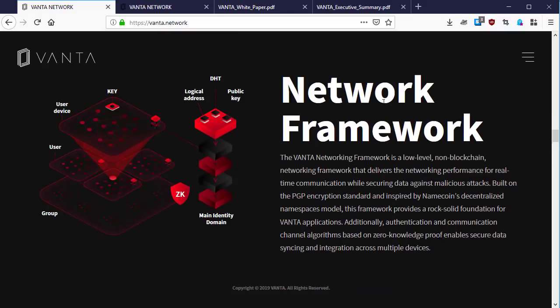Here's the network framework, and this is what they said about it. The Vanta networking framework is a low-level non-blockchain networking framework that delivers the networking performance for real-time communication while securing data against malicious attack, built on the PGP encryption standard and inspired by Namecoin's decentralized namespaces model. This framework provides a rock solid foundation for Vanta applications. Additionally, authentication and communication channel algorithms based on zero knowledge proof enable securing data syncing and integration across multiple devices.